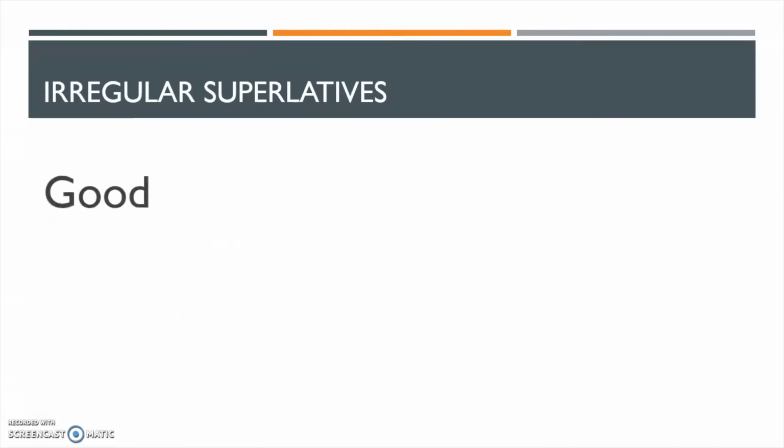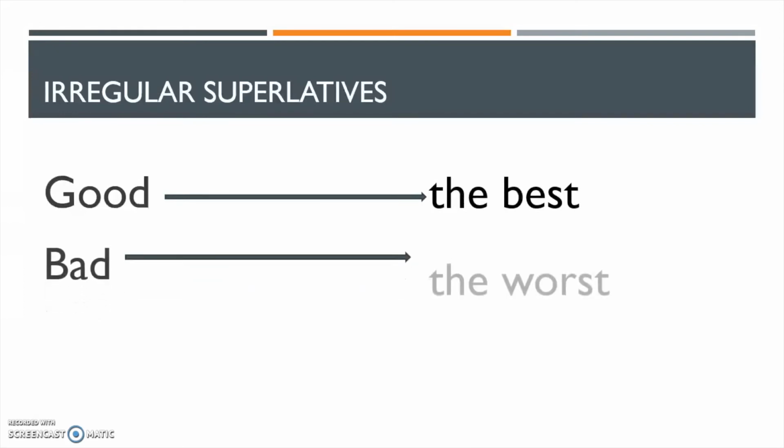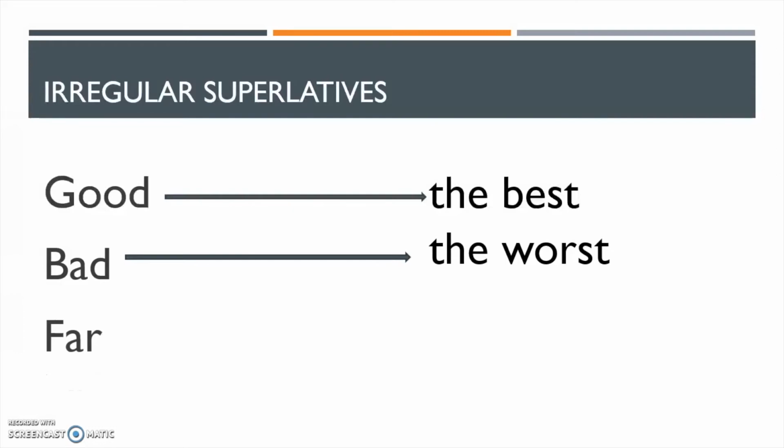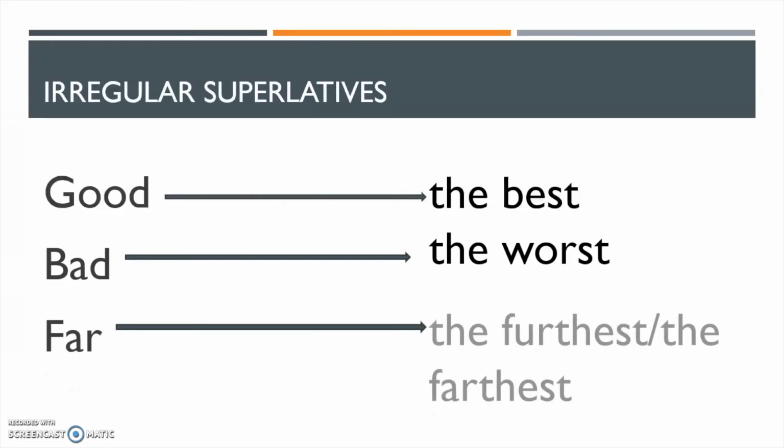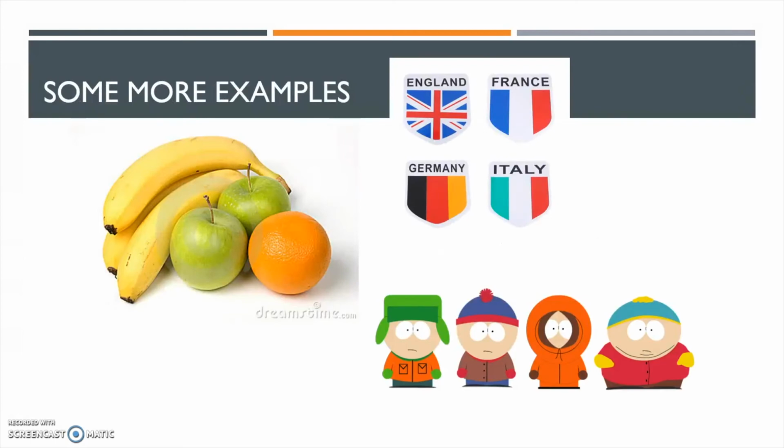We have a few irregulars too. Good becomes the best. Bad becomes the worst. Far becomes the furthest or the farthest. So a few more examples. So pause the video and try to write a superlative sentence for each of these three groups: the fruits, the countries, and the South Park kids.